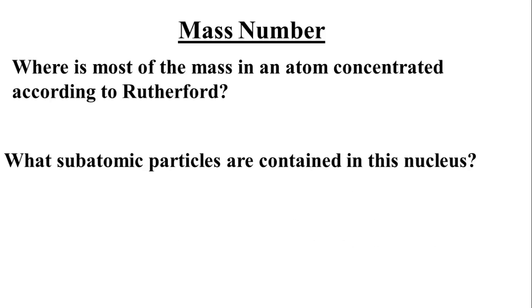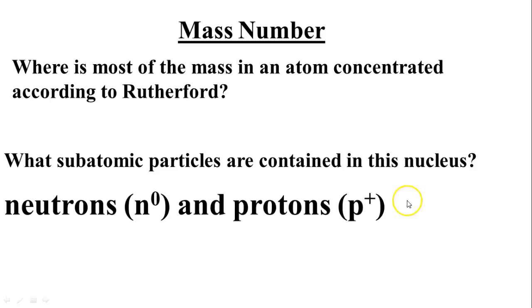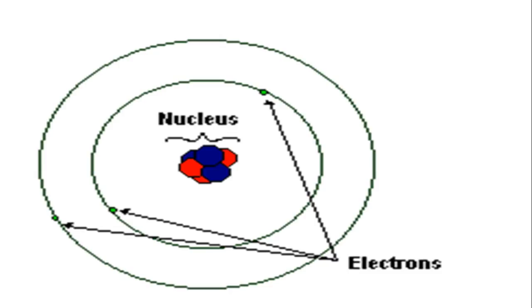And so the nucleus is where your protons and neutrons are. Because of that, the mass number is based entirely on your number of neutrons and protons. So that's going to be important. Here's kind of a visual of that.